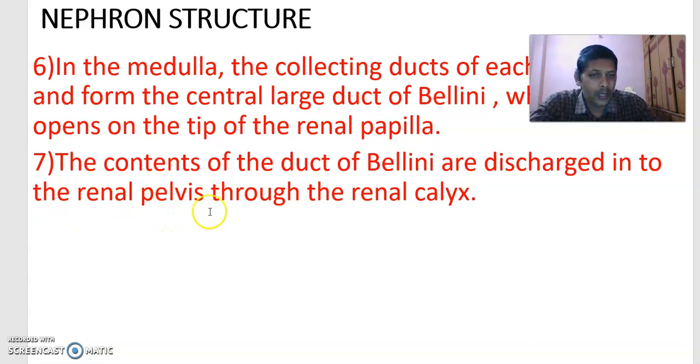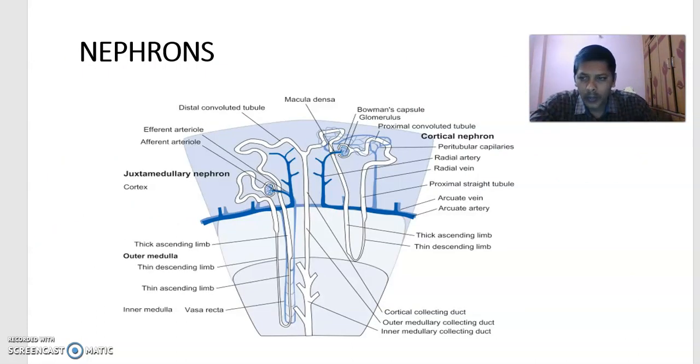After that, the renal calyx comes, minor calyx, major calyx. Finally, the contents of the duct of Bellini, that means urine, come to the renal pelvis. That's the end of that part.